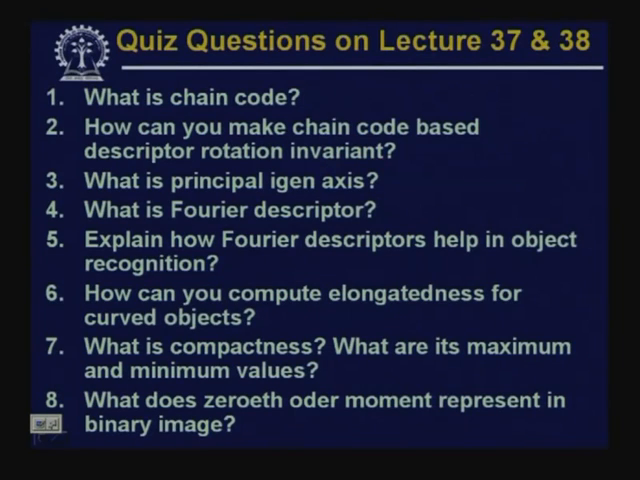Sixth question, how can you compute elongatedness for curved objects? Seventh question, what is compactness? What are its maximum and minimum values? And the last question, what does 0th order moment represent in binary images?